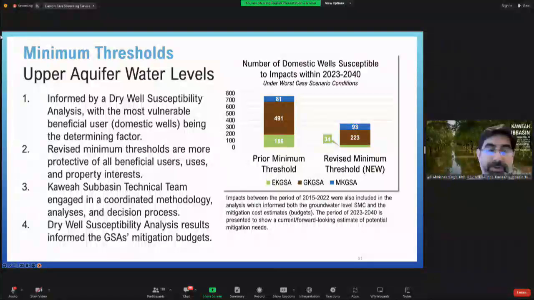An important point to note is that the same analysis was conducted for the entire sub-basin. So we did not break it up by GSA. We were looking at the Kaweah Sub-basin as a whole. And this analysis also informed a basin-wide mitigation program, as well as the GSA-specific mitigation budgets and plans. Next slide.